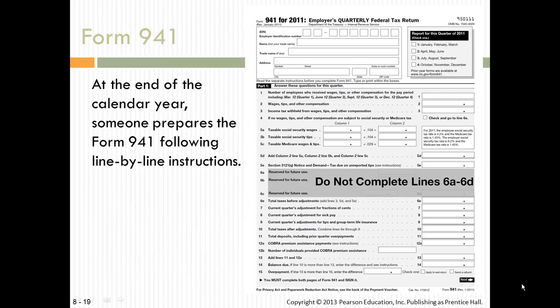Many companies choose to outsource payroll for this reason, because you need a couple of people to do the payroll and a person who understands taxes, because it is a more complex topic. At the end of the year, someone prepares the 941 with the line-by-line instructions. There's programs you can do this online. You don't have to do it by hand anymore.